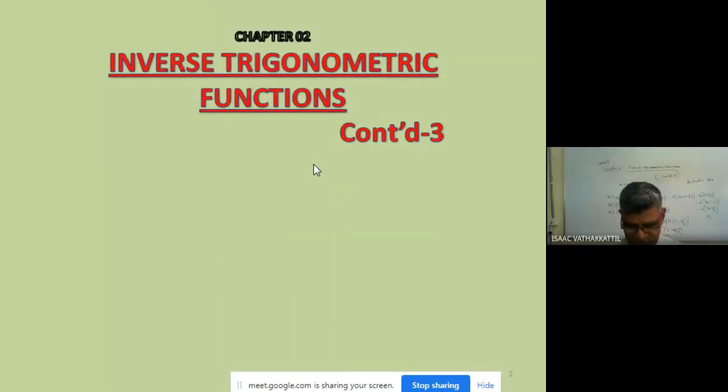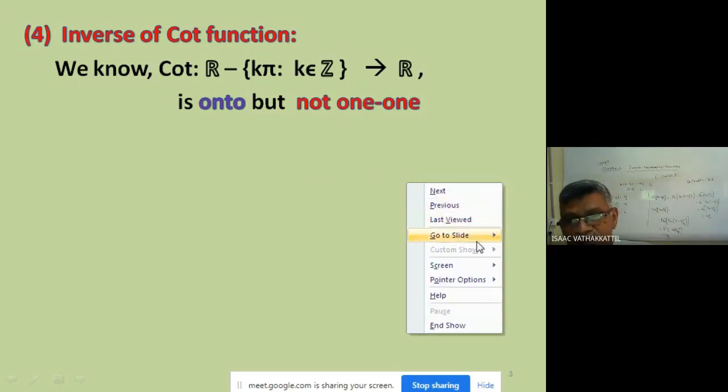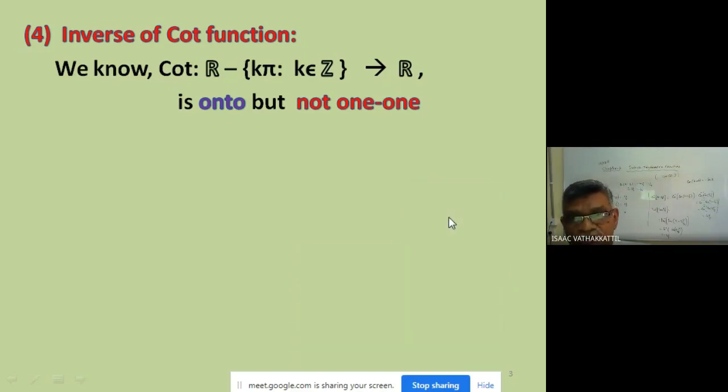Yes, sir. Please. Okay. So we are now in the third day of inverse trigonometric functions. We have defined inverse of sine, inverse of cos, inverse of tan. Now we go for inverse of cot. Do you know the domain of cot function? Domain of cot function is R minus k pi, k belongs to Z, and the range of cot function is R.